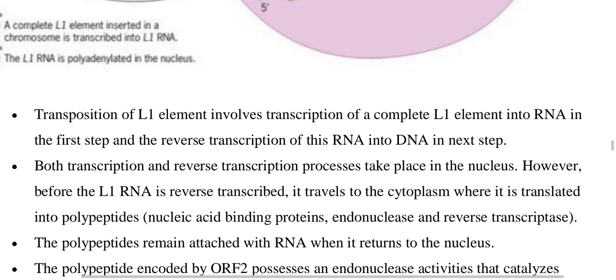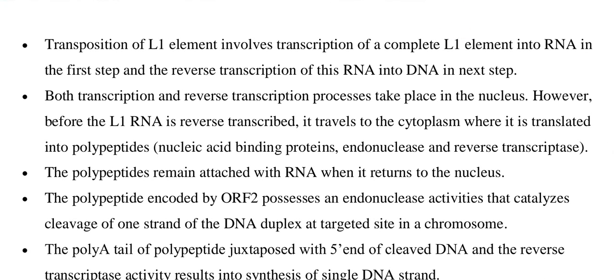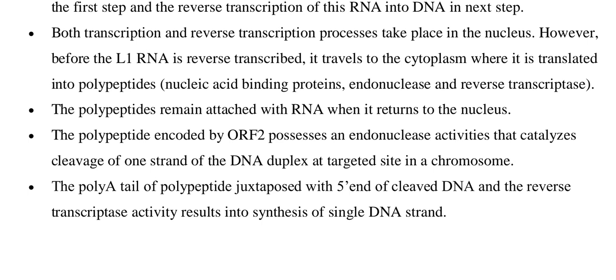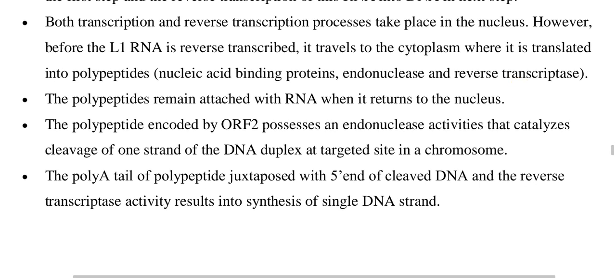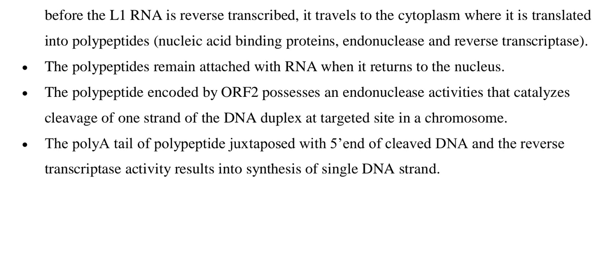So transposition of L1 element involves transcription of a complete L1 element into RNA in the first step and the reverse transcription of this RNA into DNA in the next step. Both transcription and reverse transcription take place in the nucleus. However, before the L1 RNA is reverse transcribed, it travels to the cytoplasm where it is translated into polypeptides: nucleic acid binding proteins, endonucleases, and reverse transcriptase.